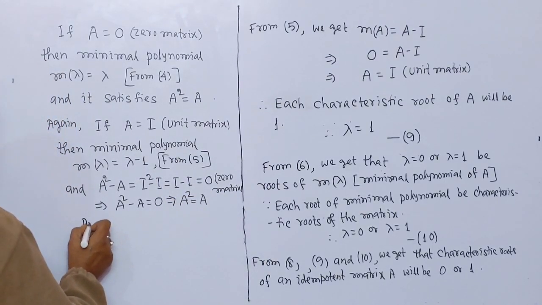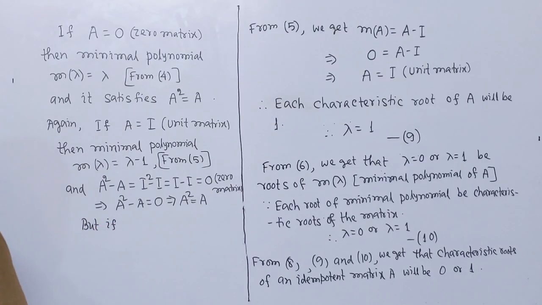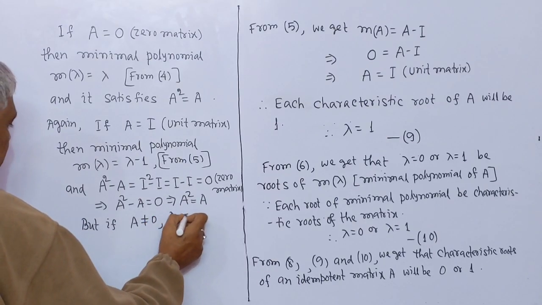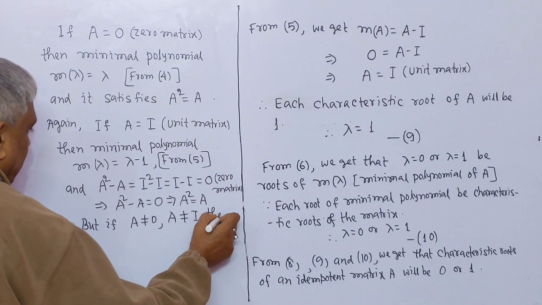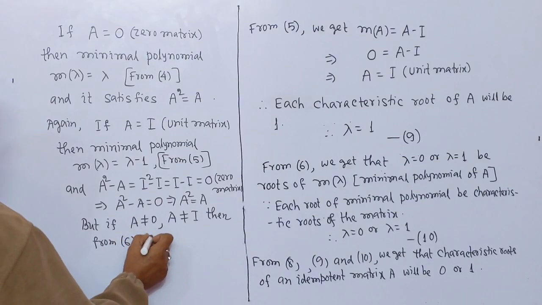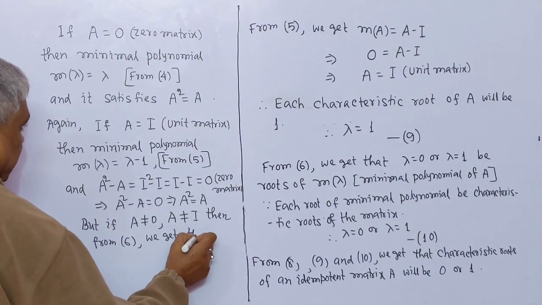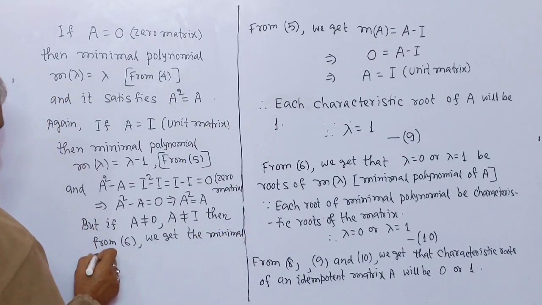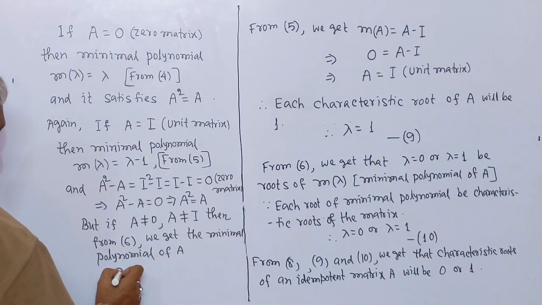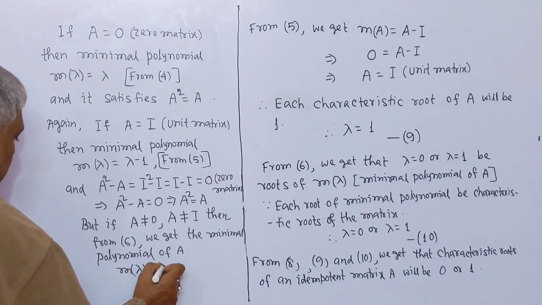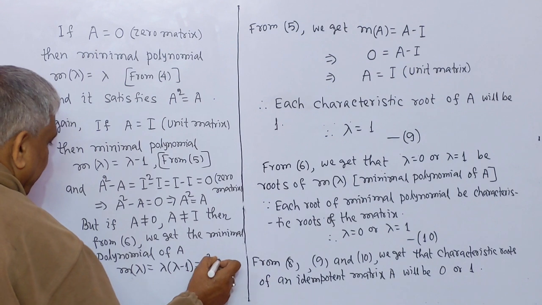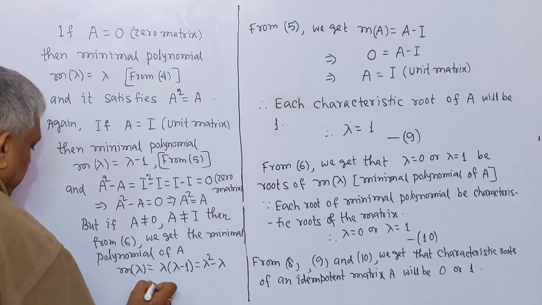But if A not equal to 0 matrix, A not equal to I, then from 6 we get the minimal polynomial of A, m(lambda) equal to lambda multiplied by lambda minus 1 equal to lambda square minus lambda, and the problem is solved.